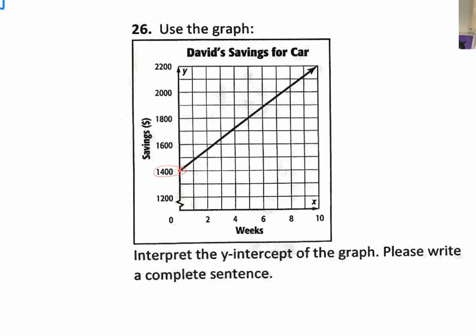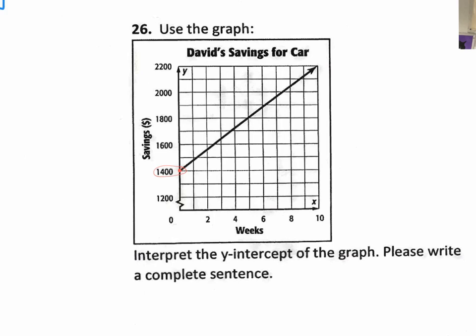So what could we say about this? You would say David started his savings account with $1,400, and then after that he kept putting in money on a weekly basis. But with regards to the y-intercept, the only thing that means is that he started his savings. Maybe he got a bonus at work. Maybe it was, I don't know. But he started his savings account with $1,400, and that's what we want to state about this particular y-intercept value.